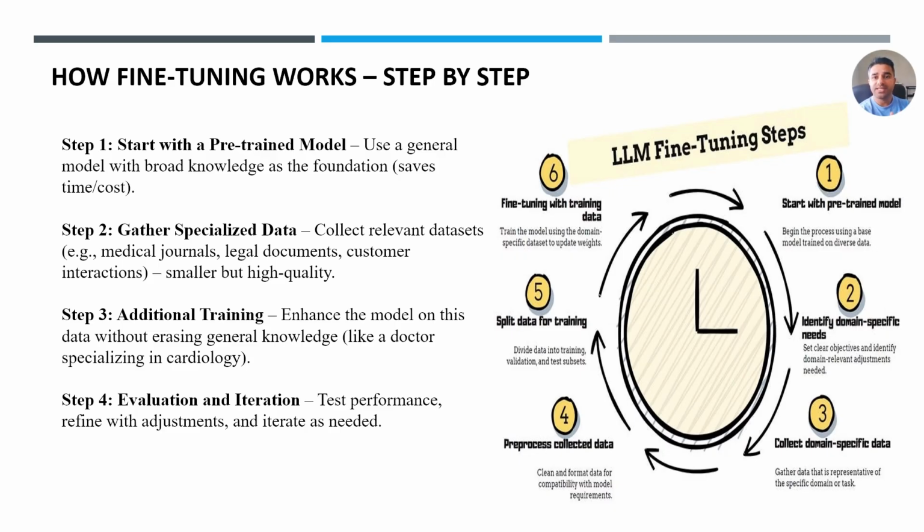Step 2. Gather specialized data. You collect a data set specific to your domain or task. For example, for medical AI, thousands of medical journals, case studies, diagnosis records. For legal AI, legal documents, case law, contracts, regulations, or maybe for customer service AI, your company's past customer interactions, product information, policies. This dataset is much smaller than the original training dataset, maybe thousands or tens of thousands of examples instead of billions, but it's highly relevant and high quality.